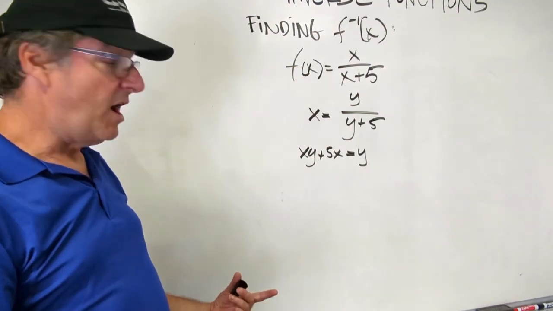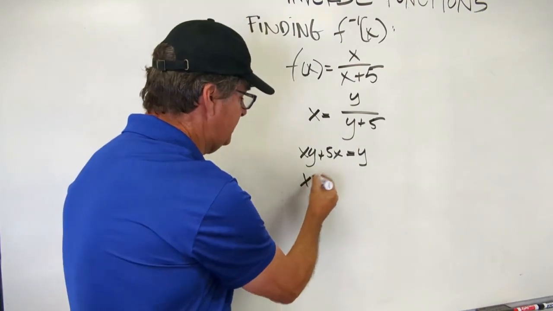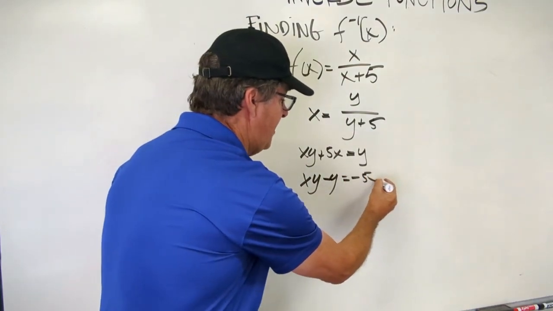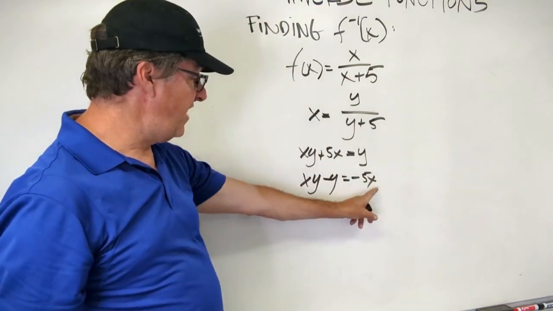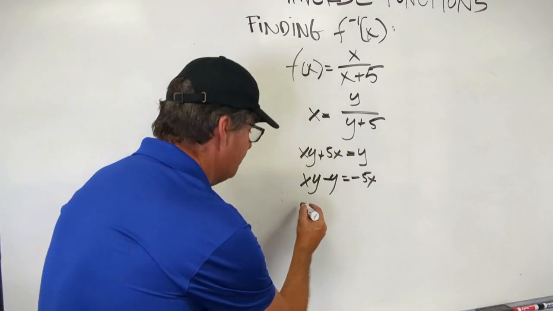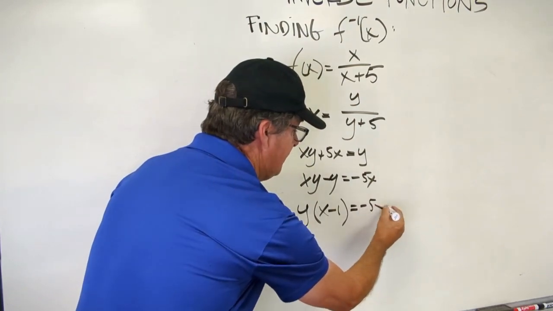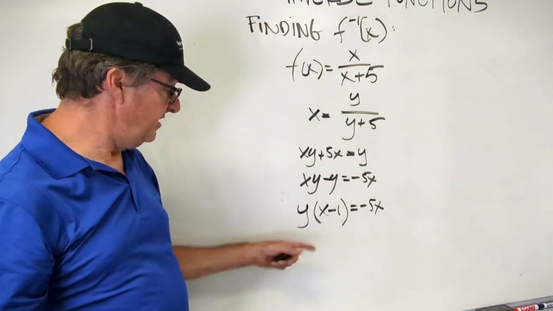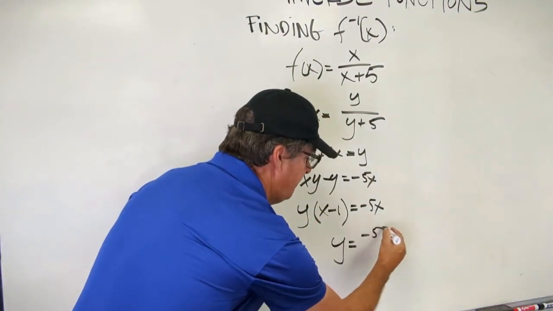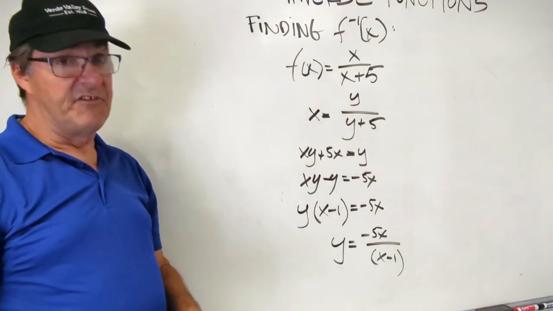Now I need to isolate the y. So what I'm going to do is get this y on this side and get the 5x over on that side. So I'm going to have xy minus y, I subtracted my y to get it over, equals negative 5x. I subtracted my positive 5x to get that over. Now I can factor this side. I've got a y in both terms, so I can factor the y out and get y times x minus 1 equals negative 5x. So I'm getting really close. Now I can just divide both sides by x minus 1 and get y equals negative 5x over x minus 1. There is our inverse function.